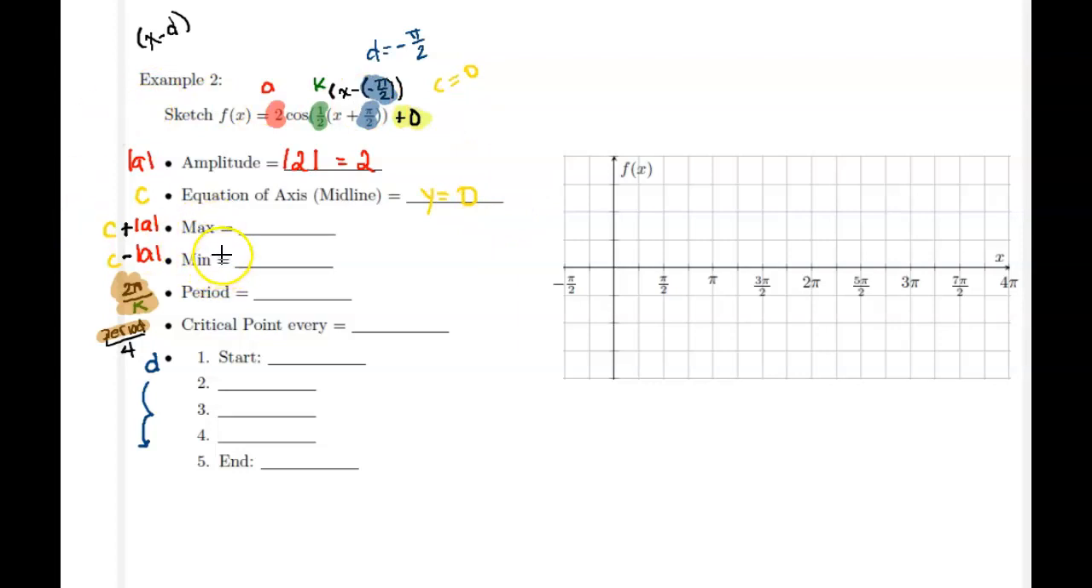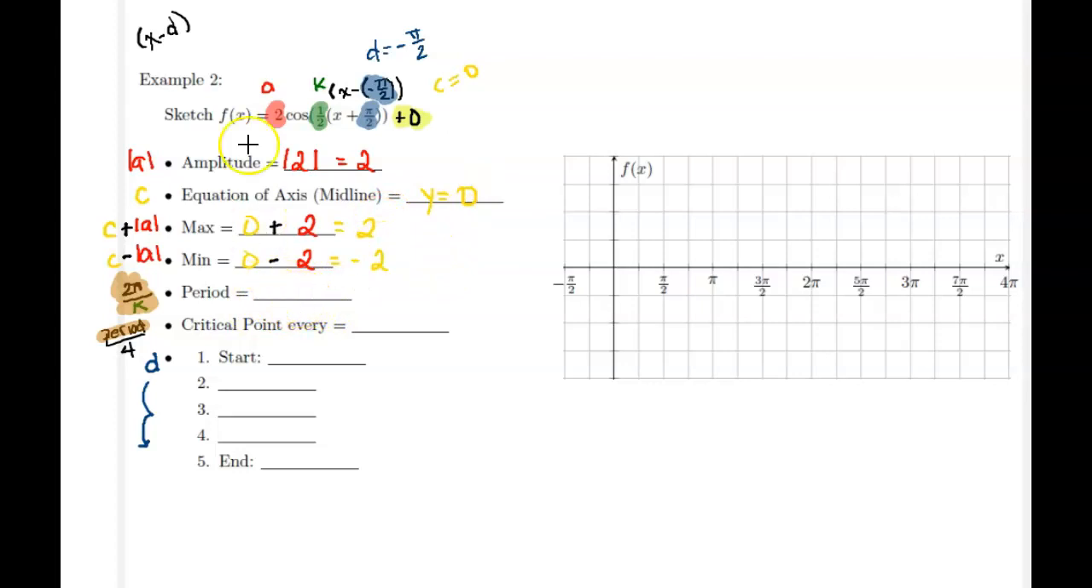Next up, my maximum, where I take this midline, 0, and I'm going to add my amplitude to get my maximum, and subtract my amplitude to get my minimum? Well, luckily these are pretty easy. So 0 plus 2 gives me a value of positive 2. 0 minus 2 gives me negative 2. So now I have my midline, my maximum, and my minimum.